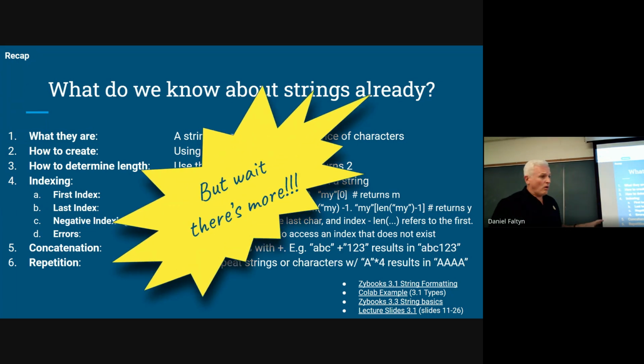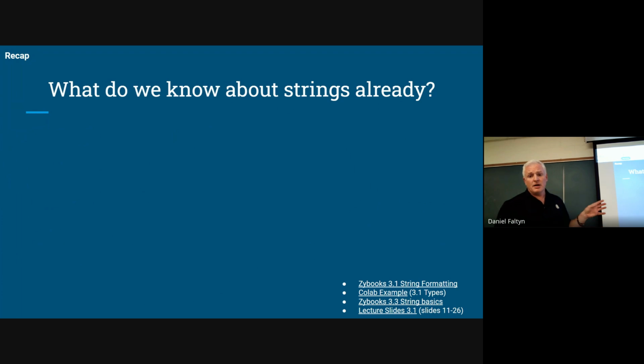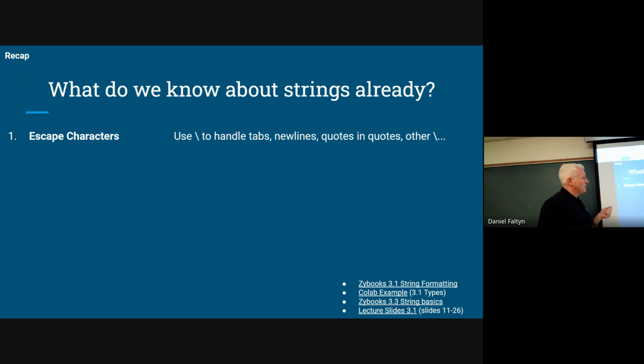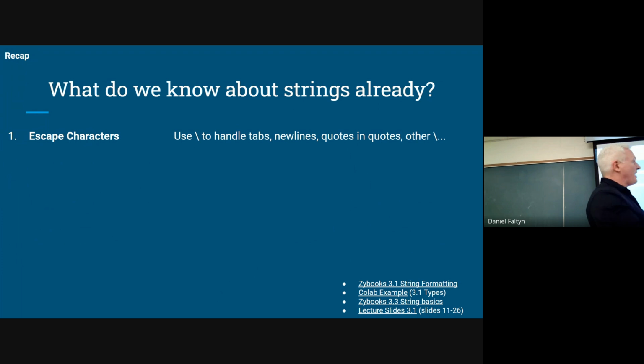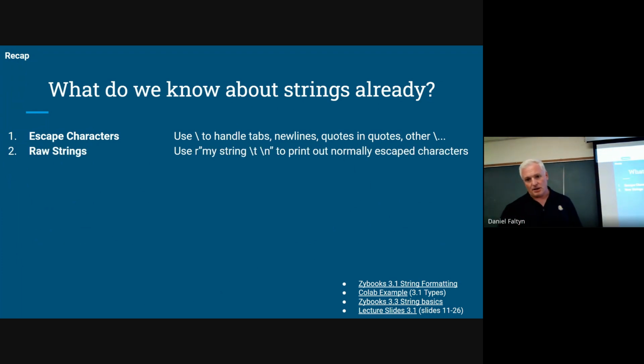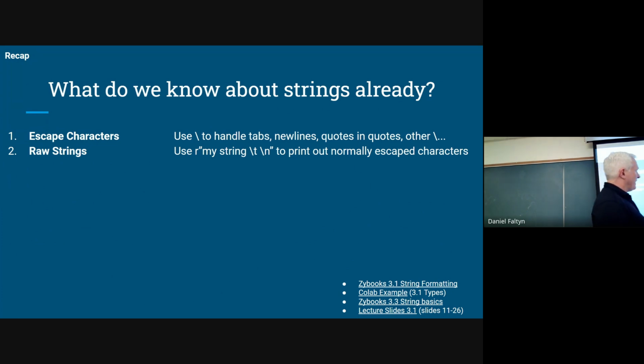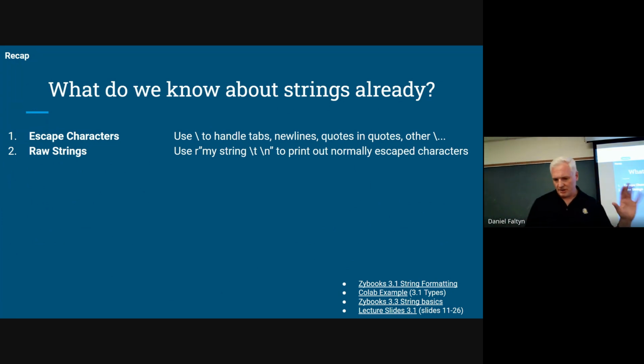All right, so you know all of that. You know so much about strings, but you also know other things. You know about these escape characters. We know that we have \n for a new line, \r, \t, \' for single quote, \" for double quote. If we don't want to use those, we can use, instead of F, we can use R. We can use an R string, a raw string, to print out literally \t or \n. Marginally useful.